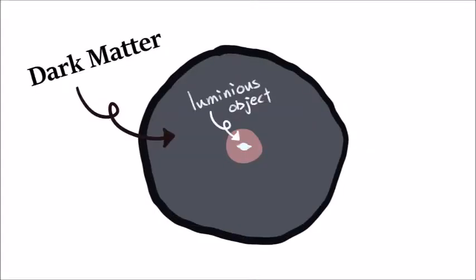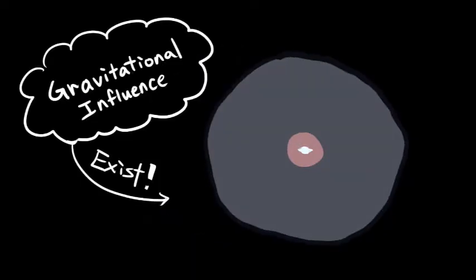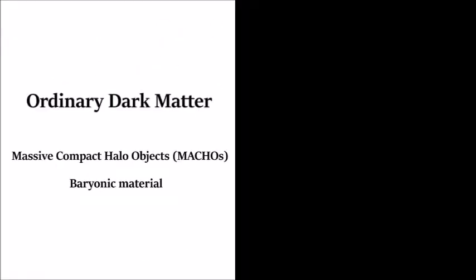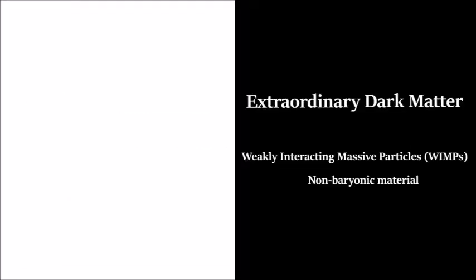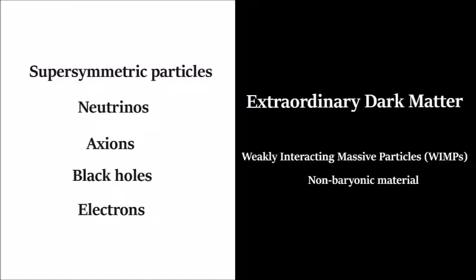Dark matter is an undetected form of mass emitting little or no light, but though it doesn't emit light, we infer its existence from its gravitational influence. The composition of dark matter could be ordinary dark matter, which are massive compact objects, or baryonic matter that is made up of atoms. However, scientists generally believe that most of the dark matter is extraordinary dark matter, which are weakly interacting massive particles or non-baryonic materials, materials that are not made up of atoms, such as black holes, electrons, neutrons, and axions.